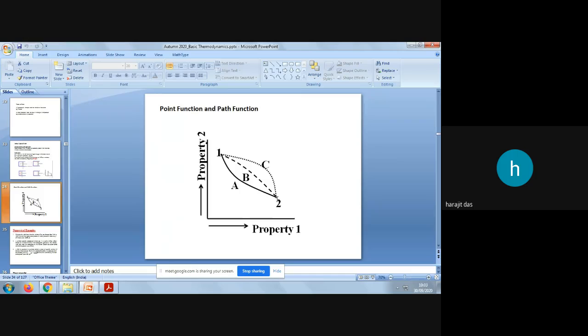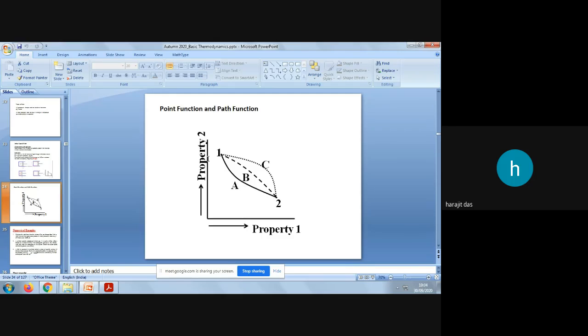Okay, so if you are asked to find out what is the temperature in between point 1 and 2, directly what you can do, suppose this is the temperature scale, here property 2 is, let's say, temperature. So from point 1, if you project this point here on this axis, you will get this point here, and from 2 if you project here, this one will be your projection point.